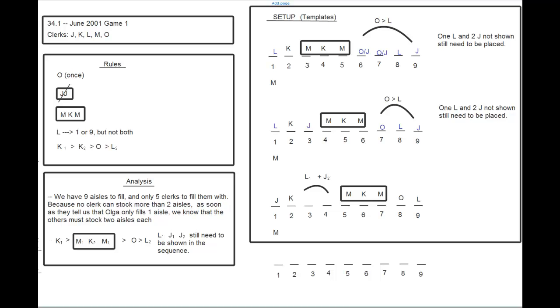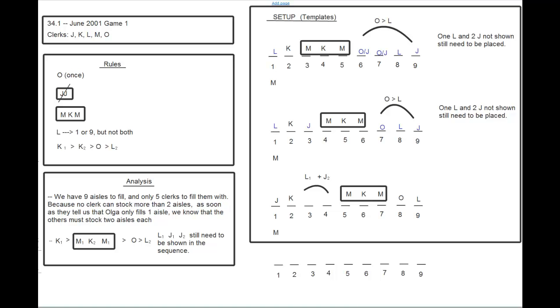C says both of Jill's aisles are numbered lower than Olga's, and that can never happen, right? Because in the first template, J is going to be 9, so one of J's aisles is definitely going to be higher than Olga's, and in the second template, J is going to be 9. In fact, I didn't say this out loud earlier, but as long as we're keeping L as far apart as possible, the only person who could go in the 9th spot is going to be J. So there's no way that both of J's aisles could be lower than Olga's. All right, so C's out.